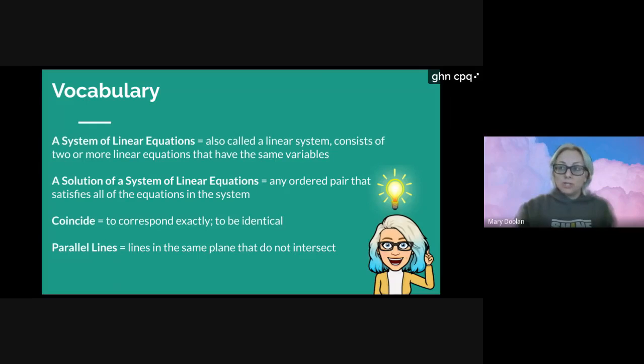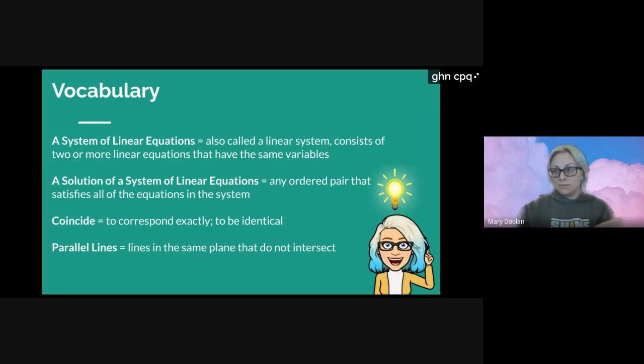A solution of a system of linear equations is any ordered pair that satisfies all the equations in the system. So if I come up with an x value and a y value that, when I plug those into each of the 2 equations, makes 2 true equations, that represents a solution to that linear system of equations.